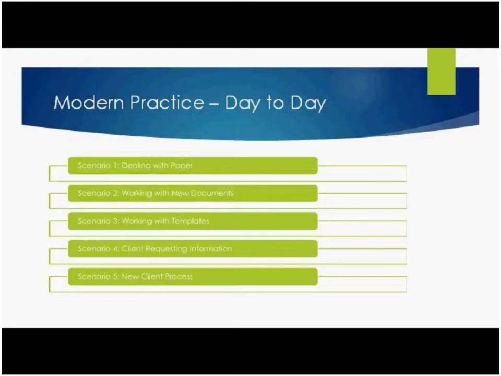Scenario 4 is, what do I do when a client phones me and wants information? How do I get that quickly? How do I get the information they need? How do I put it in an email? And how do I get it to them? And finally, we're going to talk about the new client process. What do I do? How do I onboard a new client and get them set up the right way in the systems? So we've got half an hour. We've got 5 scenarios. We're going to dive through and go through all of them, and hopefully this will be fairly useful.